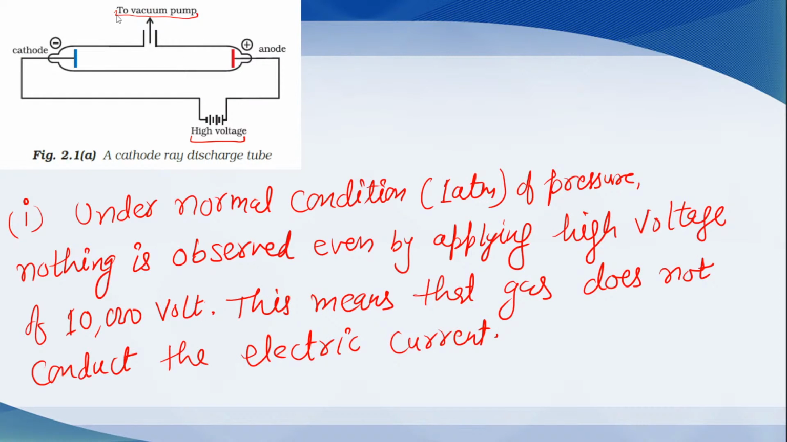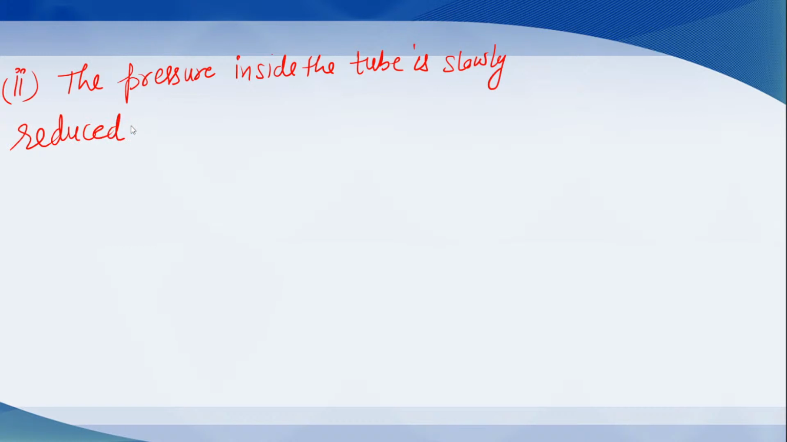Now, second observation. As the tube is attached to a vacuum pump, we slowly reduce the pressure inside the tube by using the vacuum pump.